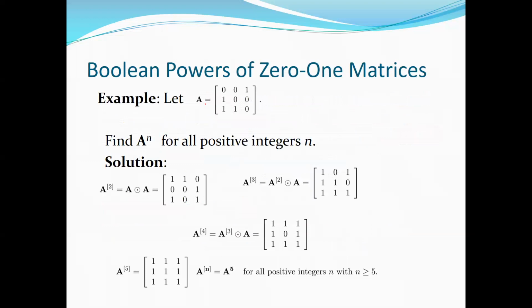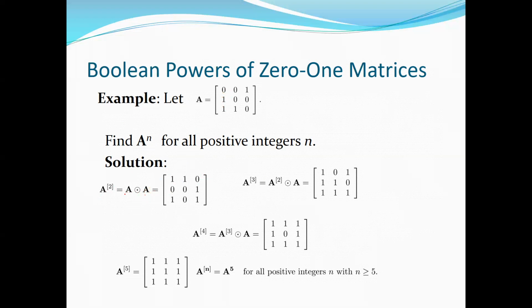So for the Boolean power, if A is equal to this matrix, 1 0 0, 1 1 0, 0 1 1, find A^n for positive integers n. For example, if n is equal to 2, that means A times A, a multiplication of two matrices. You just need to multiply to get the product, like we have done in the previous slides. When you multiply, you will get this matrix.